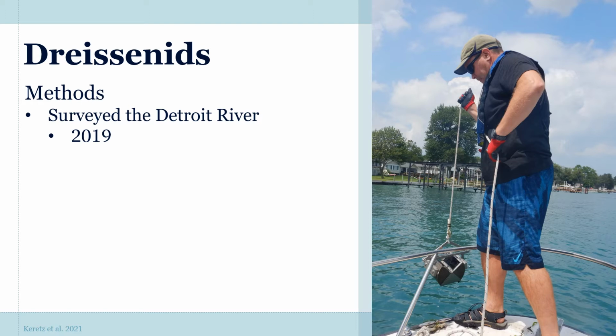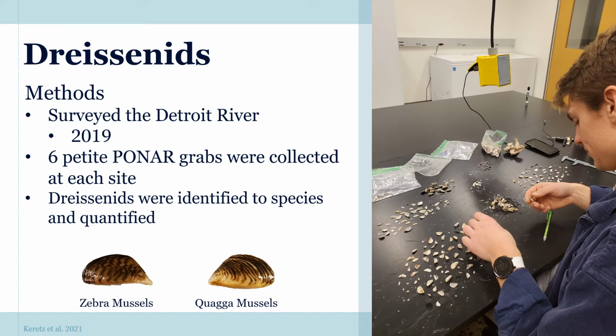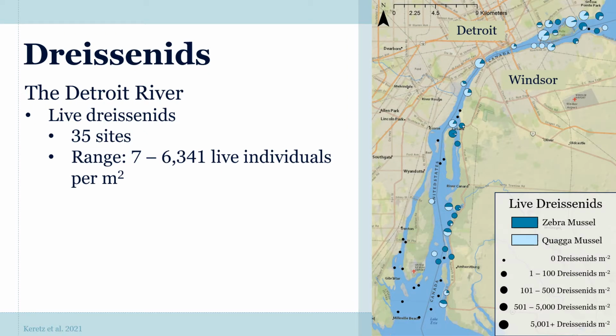For our methods regarding Dreissenids, we sampled the Detroit River in summer of 2019. At each site, we collected 6 petite ponar grabs, and any Dreissenids found in these ponar samples were identified to species and quantified. In the Detroit River, 35 sites had live Dreissenid mussels.